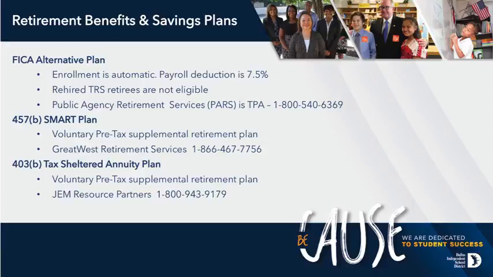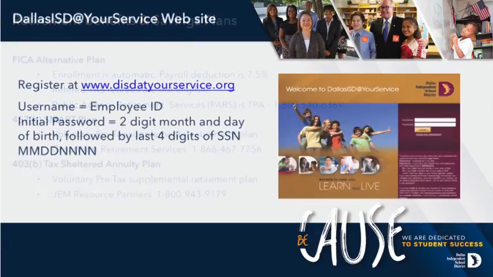403B Tax Sheltered Annuity Plan. This is another voluntary retirement plan available to all employees through TRS authorized vendors. It is designed to supplement the TRS retirement plan. You contribute to your 403B with pre-tax payroll deductions, and you can select how your money is invested.